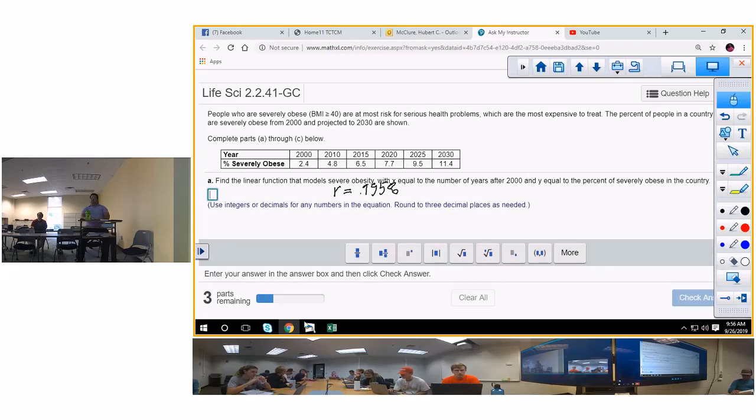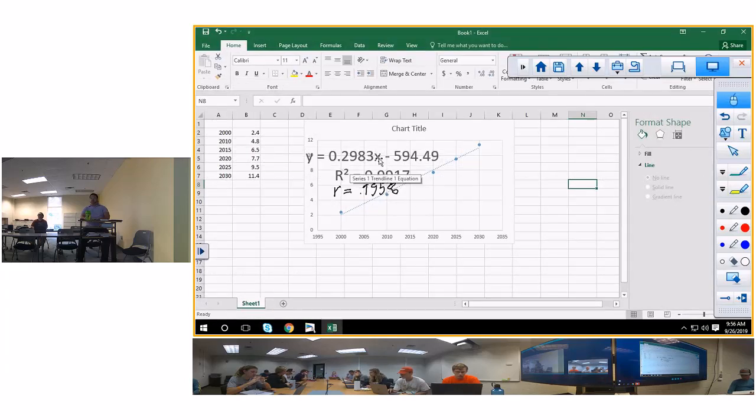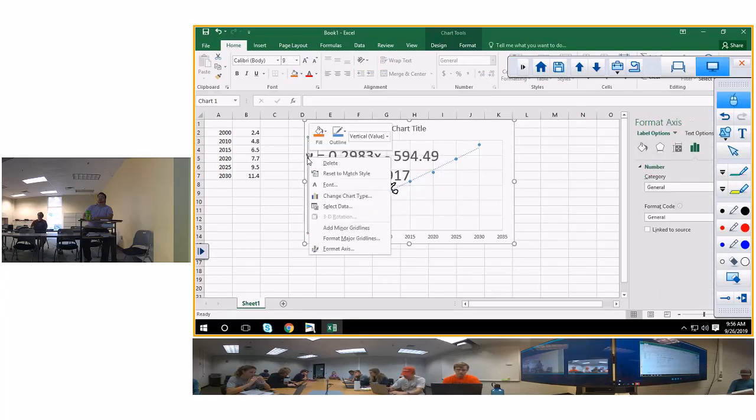What's the freaking... I ain't typing all that. Somebody write it down. 0.2983x minus 0.5594. I have no short-term memory, so you can get it. I doubt I can copy and paste it.